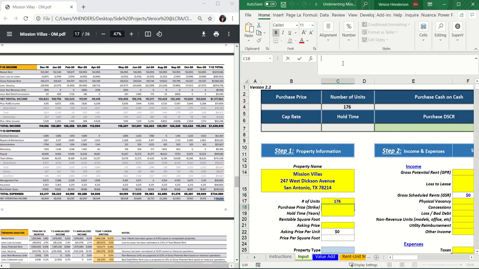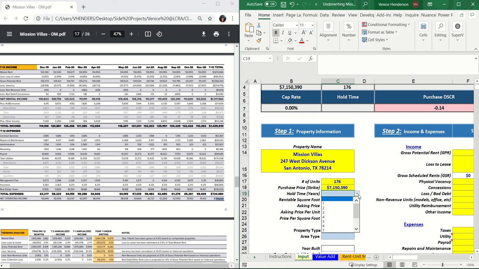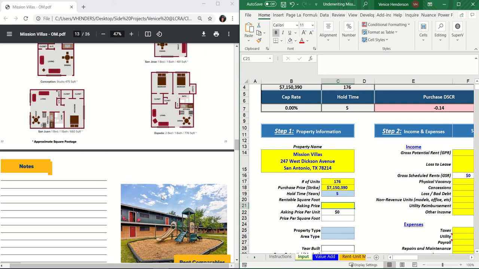All right, if we come in and put an equal sign and I do a paste and I do times 10, and I'm going to get rid of that comma. Great. So our strike price is $7,150,390. Our hold time, we're going to go with the standard 5 years. Asking price. There is no asking price listed. I think it's very interesting that they said, hey, just tell us what you want.